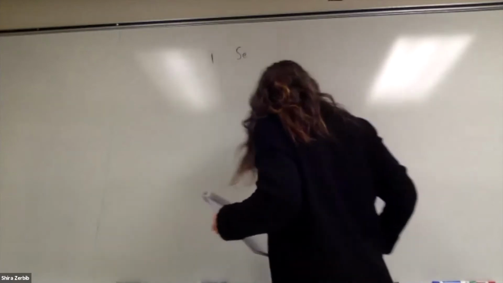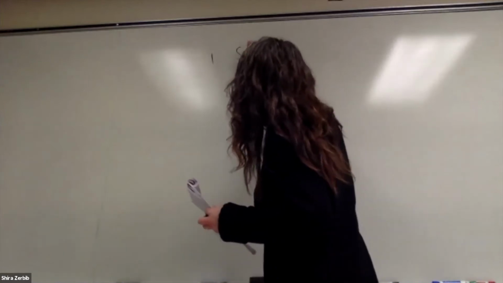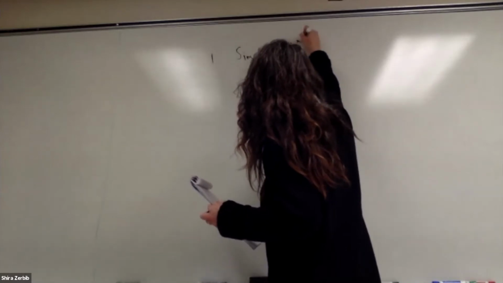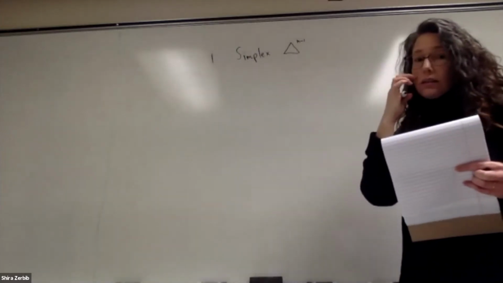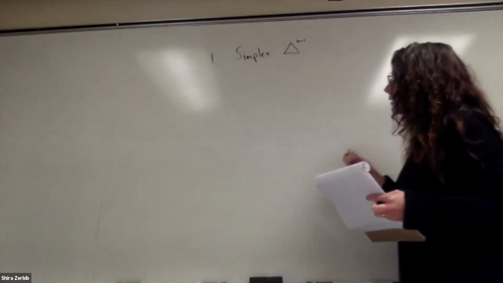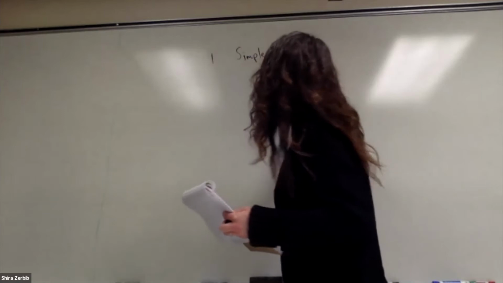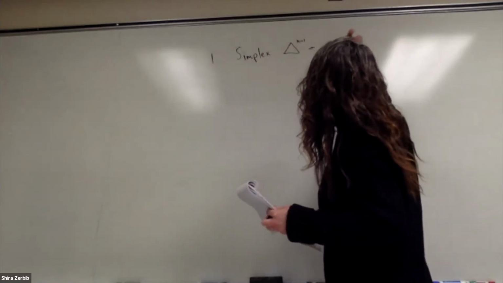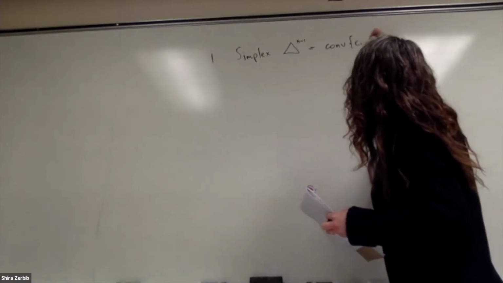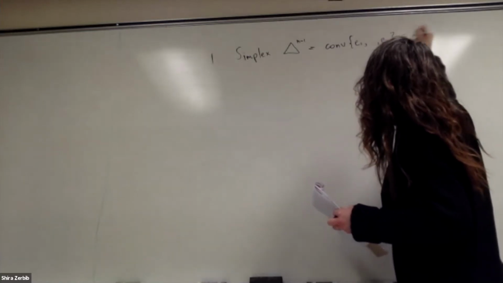When I say simplex, I will denote it by delta n-1. This is the n-1 dimensional simplex. I will always think of it as embedded in the standard way in Rn. So this is the convex hull of the standard basis vectors E1 to En in Rn.